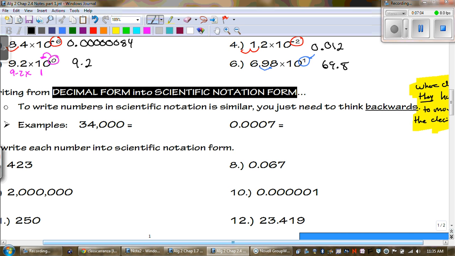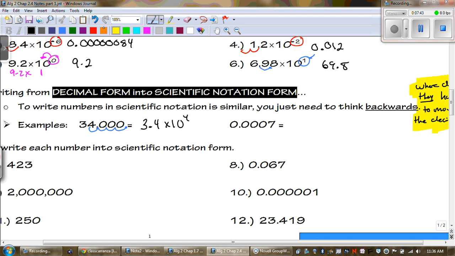So in our first example, we have 34,000. Here's my decimal right now. I need to move it 1, 2, 3, 4. So if I move it to the left to make it 3.4, they have to move it to the right. So they would move it a positive 4. Another way to think about it, if it's a really big number, it's going to have a positive exponent.